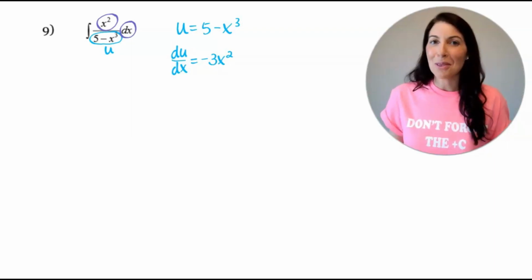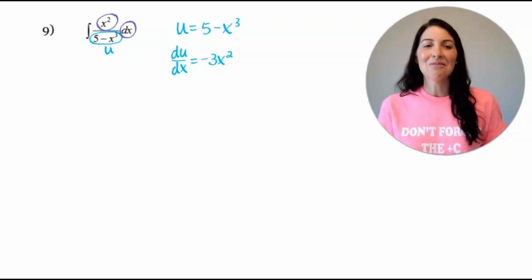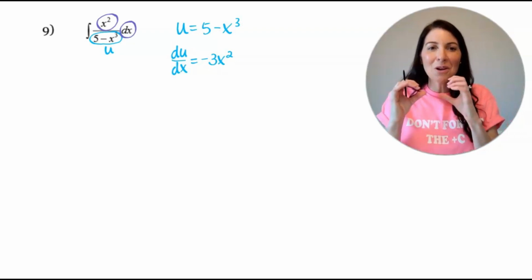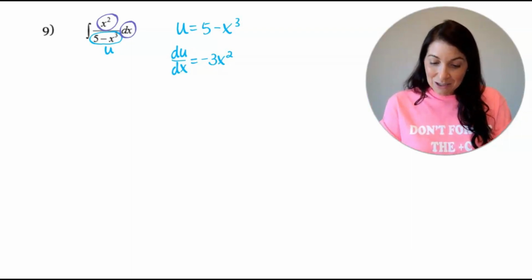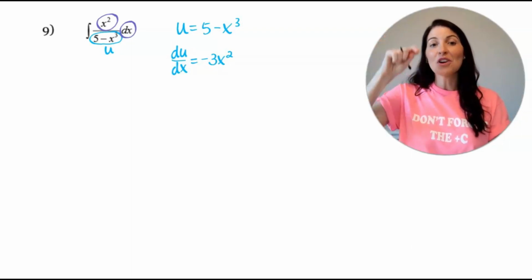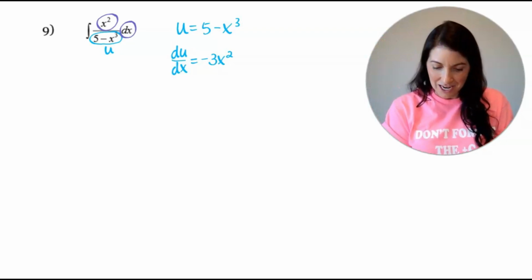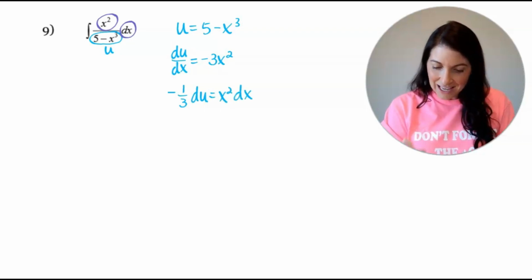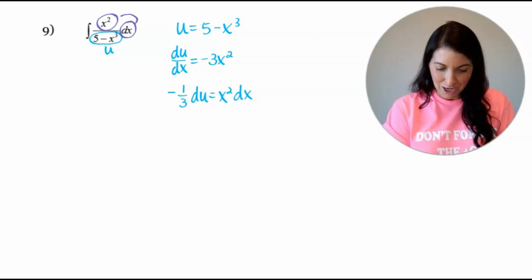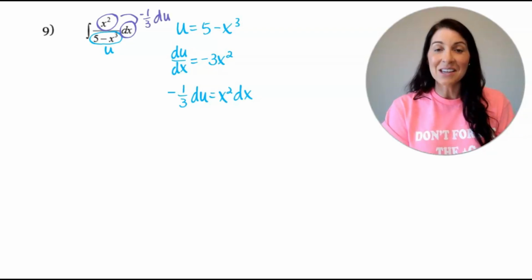So here's time for the puzzle part of it. The reason I love u-substitution is I have to take what I wrote in blue and see if I can form x squared dx. And I can do that if I multiply the dx over, but divide by that negative 3. So I will have negative 1/3 du equals x squared dx, and that is what I can replace what I circled over here in purple. I can replace this with a negative 1/3 du.